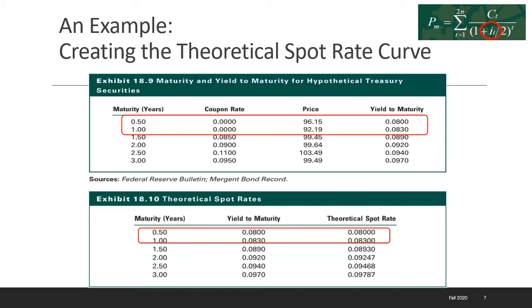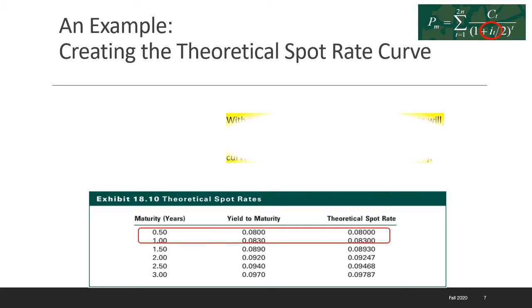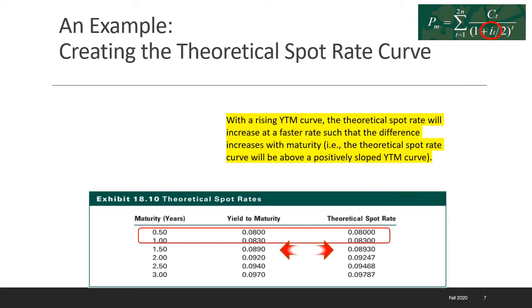Okay, so far we have gone through the first 3 securities, and I would advise that you continue, repeat the process, and see whether you can work out the SPAR rate for the remaining 3 securities. There are 2 takeaways from this exercise. Number 1, the SPAR rate and YTM coincide for zero coupon instruments. And number 2, with the rising YTM curve, the theoretical SPAR rate will increase at a faster rate such that the difference increases with maturity.